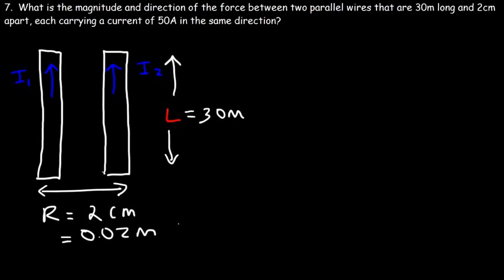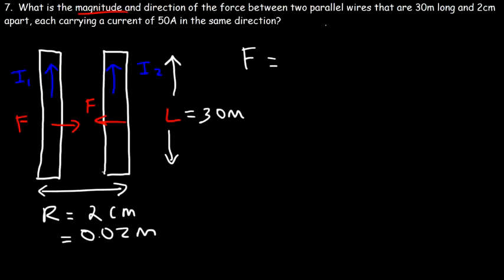Now, for these type of problems, there's only two answers for the direction. Either the force is attractive or they will repel. Because the currents are in the same direction, we have a force of attraction. And so that answers the direction of the force. It's simply attraction. Now all we need to do is find the magnitude. So let's use the formula.